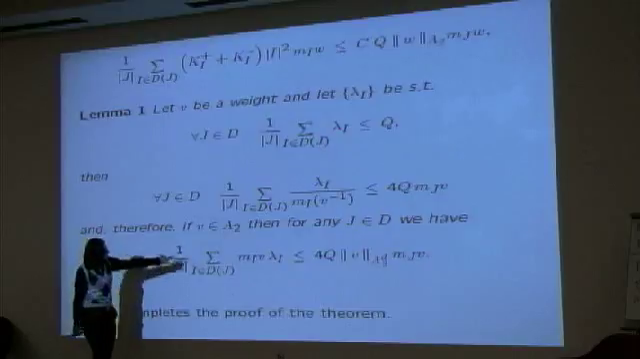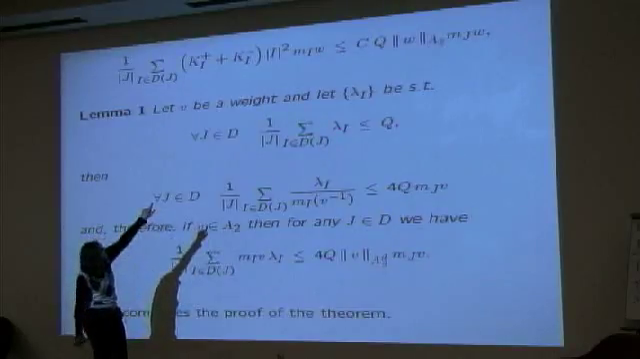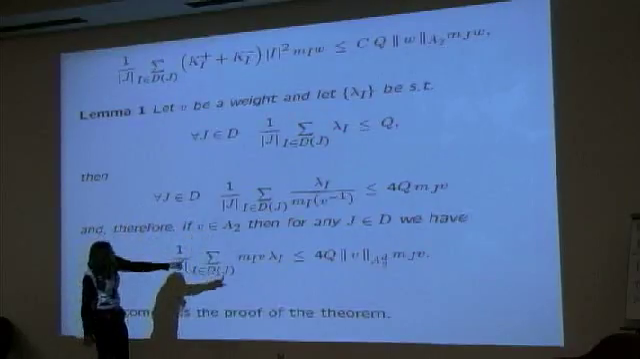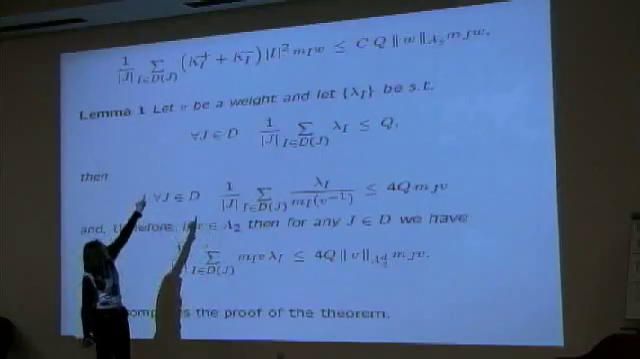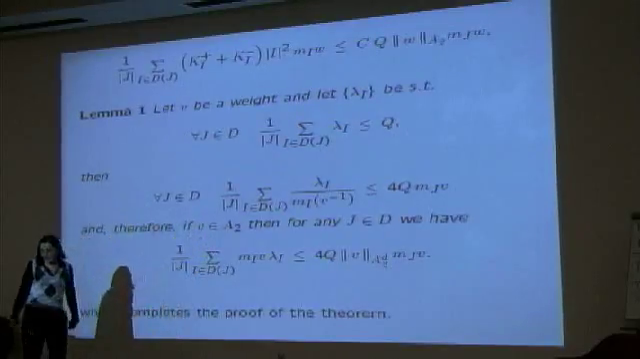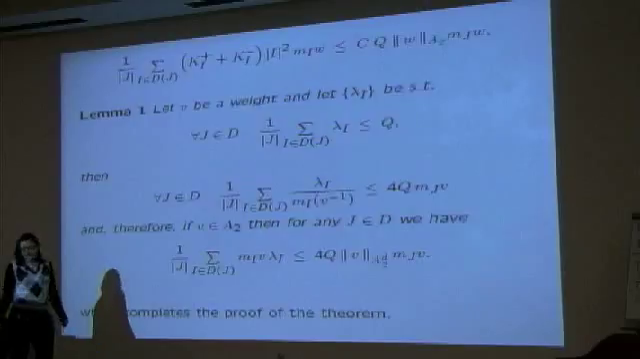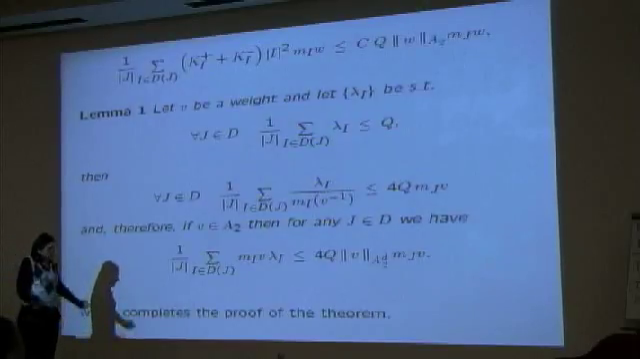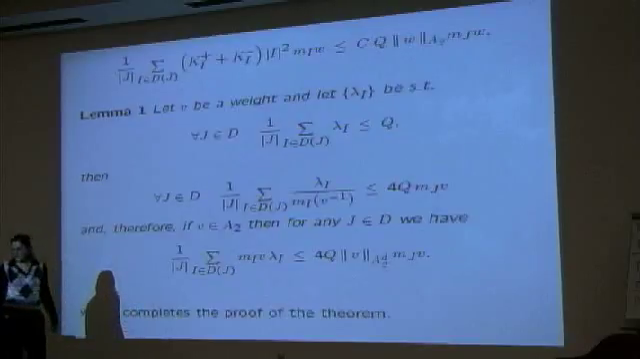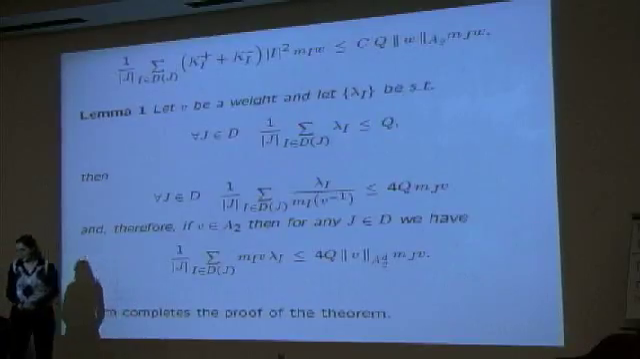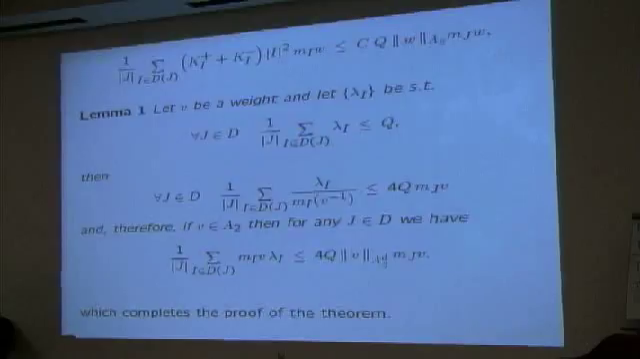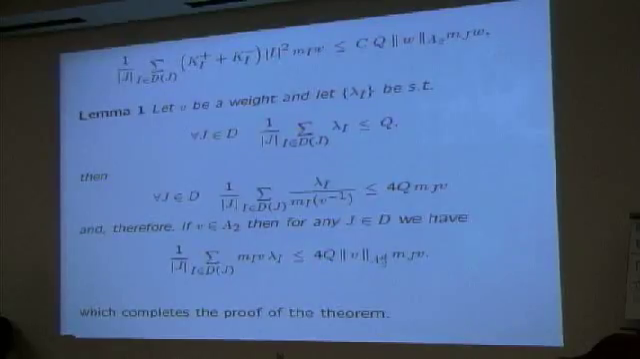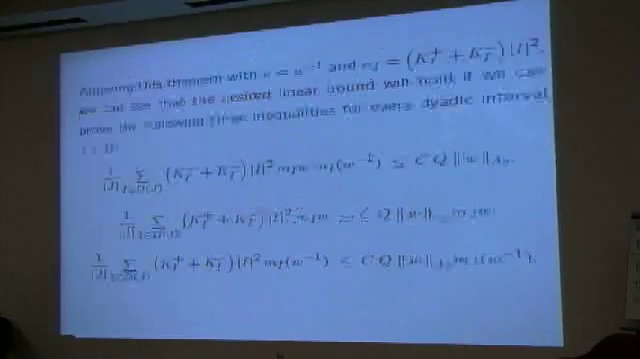On the m_I V or m_I W, lambda I is equal to k_I plus plus k_I minus. This is again where the testing conditions work. Okay, and then the proof of the theorem is complete. So we have a linear bound on the perfect dyadic Calderon-Zygmund operator.